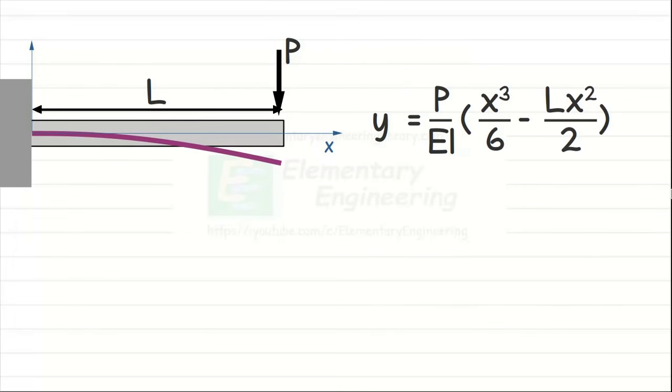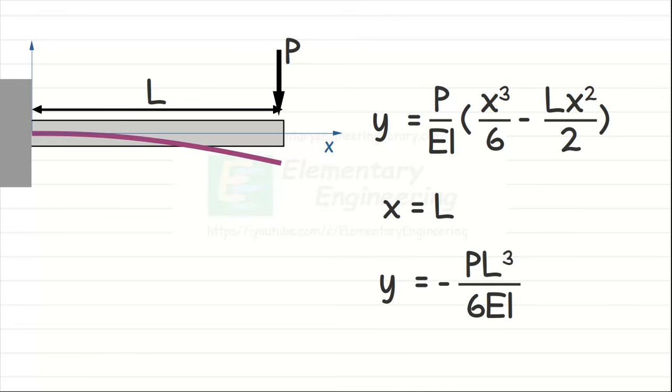Using this equation, we can find the deflection at any point along the beam. For example, at the free end, that is at x equal to L, the deflection is this, negative PL³/6EI. This negative sign acts as a physical reality check. It tells us that the deflection is acting in the negative y direction, meaning the beam is physically sagging downward, exactly as we sketched at the start.